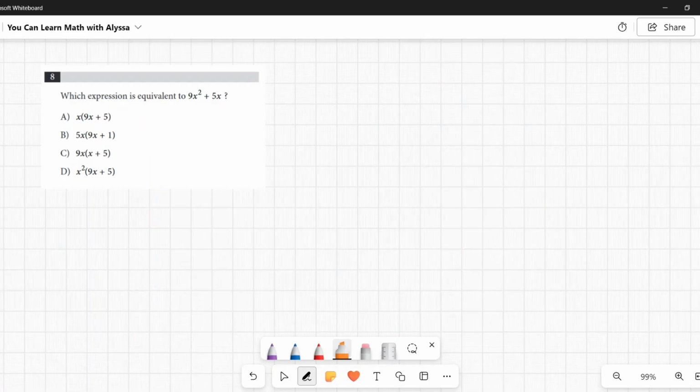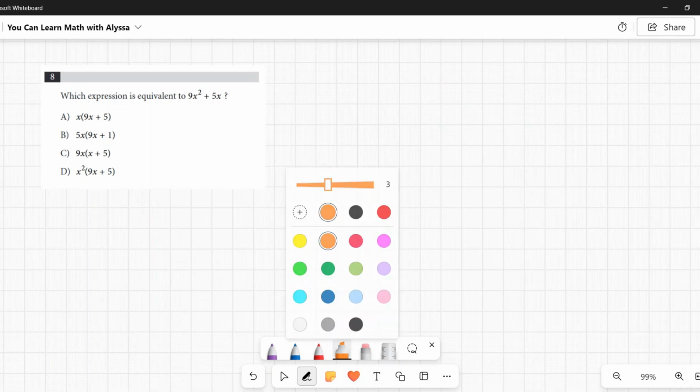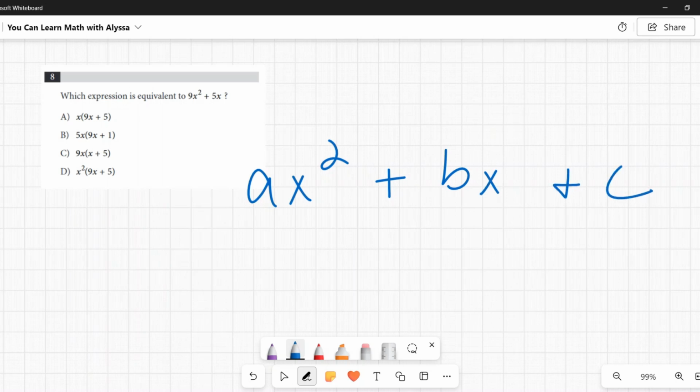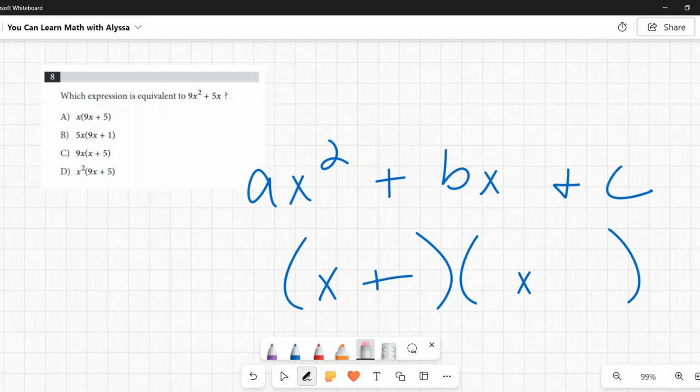Number 8. Which expression is equivalent to 9x squared plus 5x? Usually with equivalent expressions, especially when there's an x squared in the mix, we're going to be looking for factoring. If we have 3 terms, which is normally represented as ax squared plus bx plus c, where we have 3 constants, we're looking more for things like 2 binomials, like x plus something, x minus something, that kind of thing.